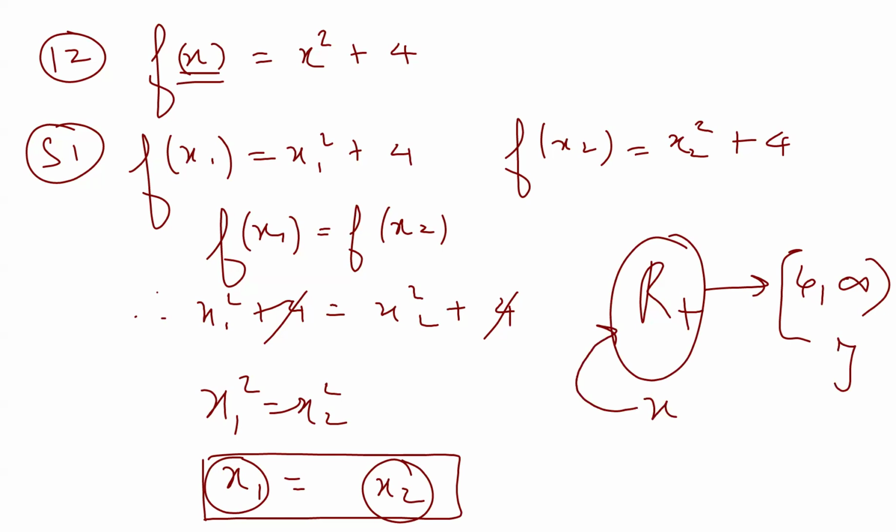We have done this kind of problems in the first exercise as well. So x1 equal to x2. Therefore it is 1 to 1. Let us go to the second one, that is to prove it is onto.